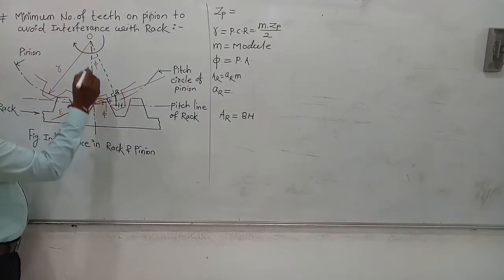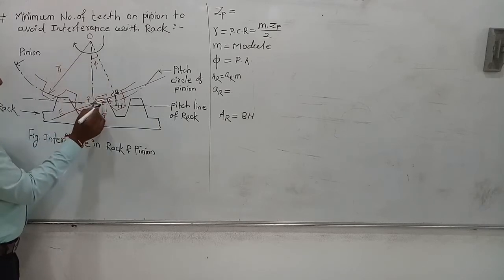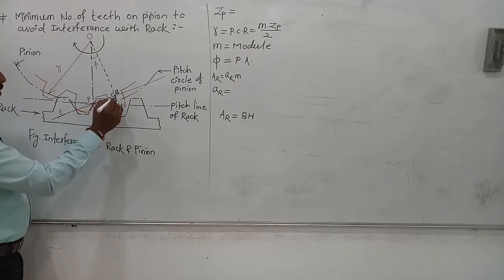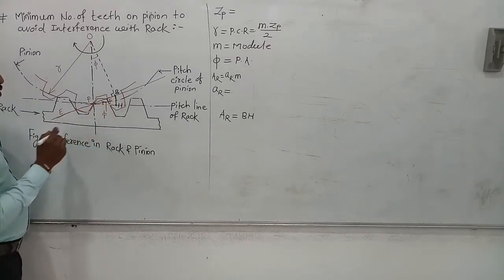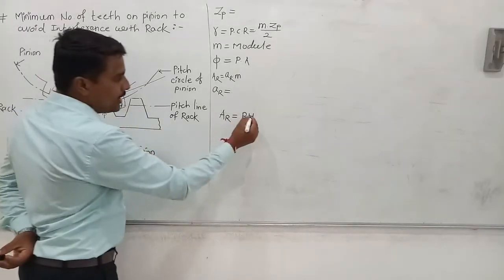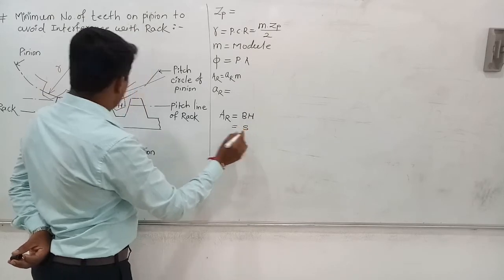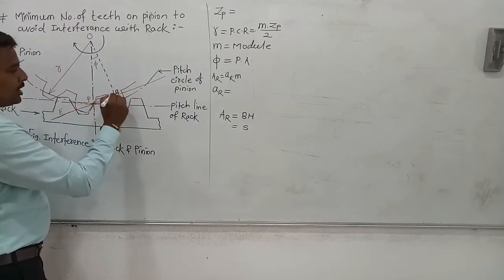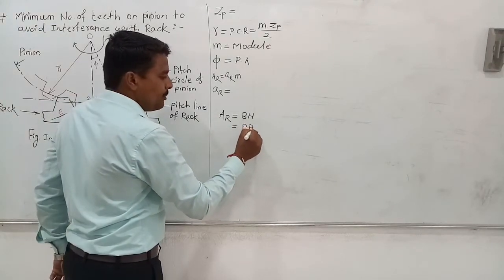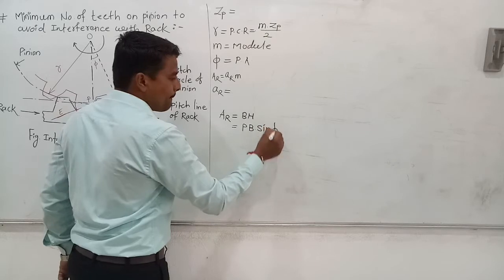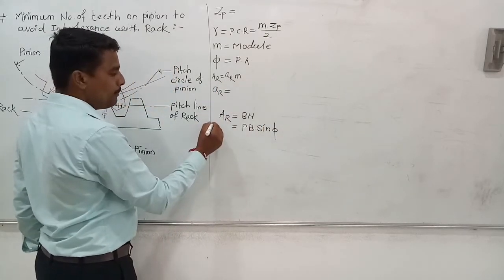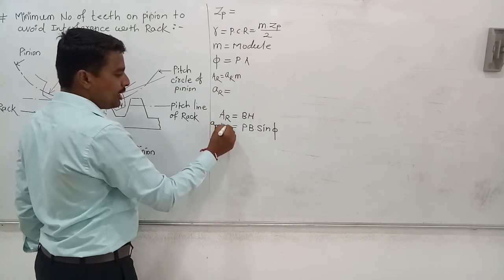So now observe this, phi is the pressure angle. Here this angle is phi, and this is 90 degrees. So we can write value of BH in terms of trigonometry. As this angle is phi, BH is the opposite side. So we can write BH is equal to this hypotenuse PB multiplied by sine of phi. So BH is equal to PB multiplied by sine phi. So addendum of rack can be written as AR into M, small AR multiplied by M.